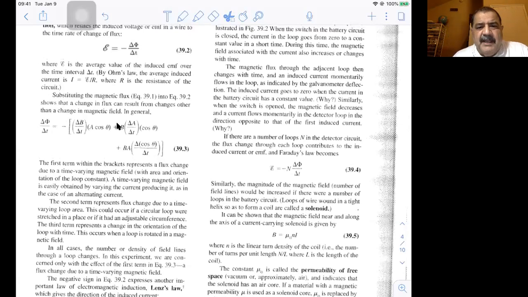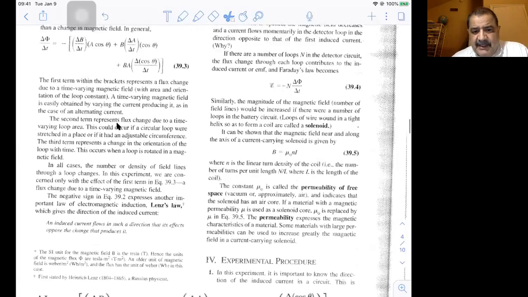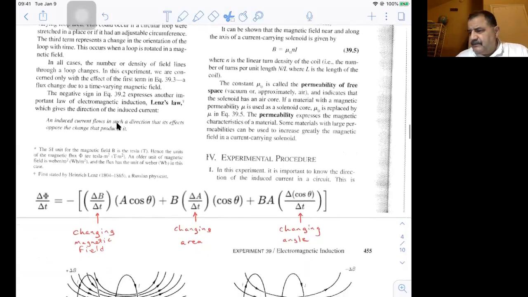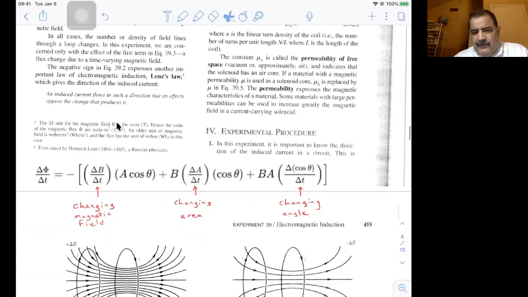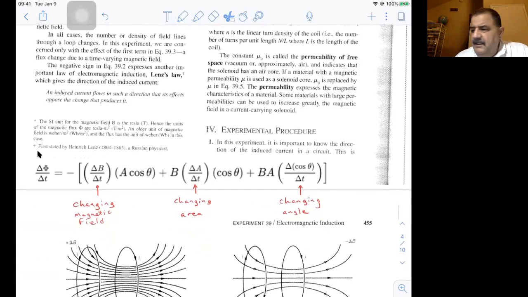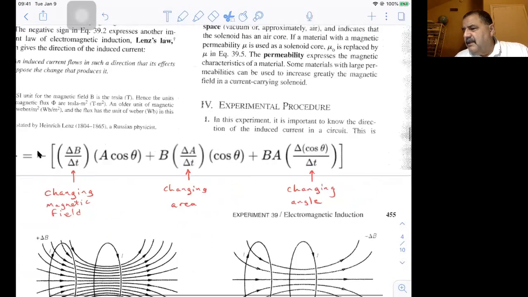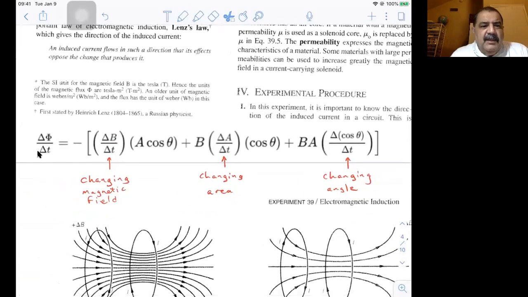This is the equation, delta phi over delta t. It can be expanded. I have a little better copy of it down here. Let's see how big I can make this without losing it on the screen. So delta phi over delta t, if we expand that, you can see you can have delta B over delta t times A cosine theta, or you can have B times delta A over delta t times cosine theta, or you can have BA times delta cosine theta over delta t.